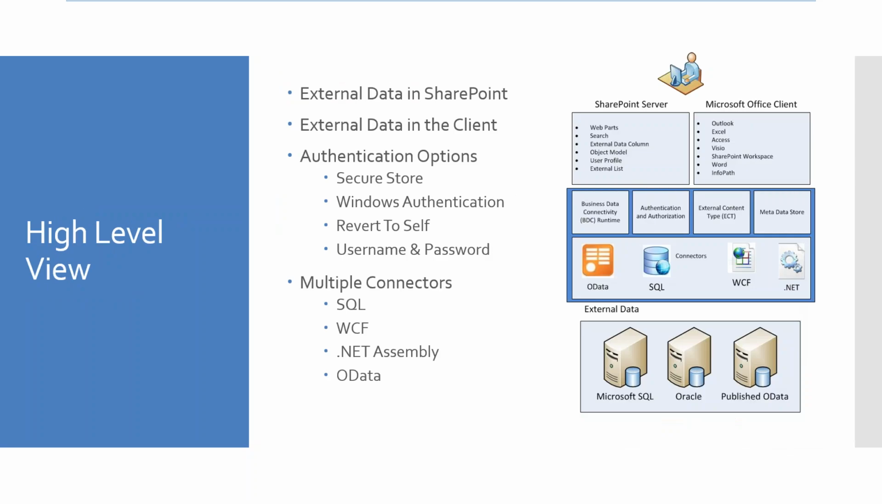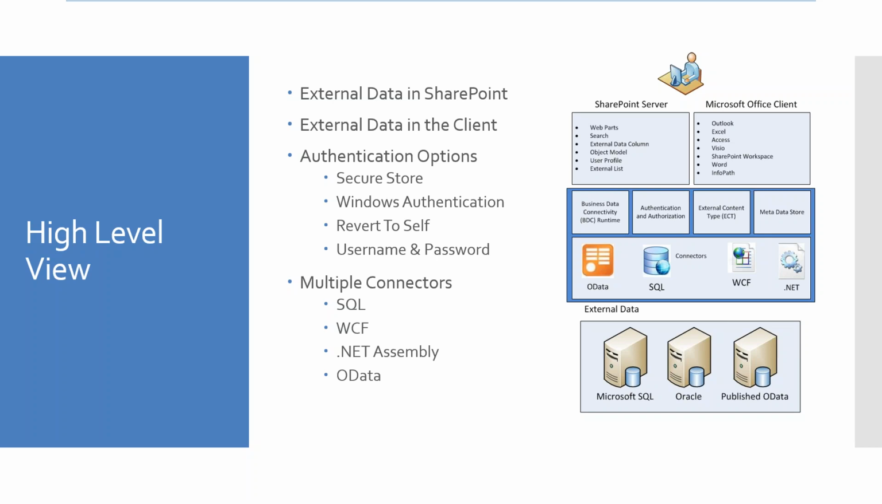Okay, so what basically makes all of this happen? We've got a high-level view of Business Connectivity Services on the page here. If we just concentrate on the diagram, you'll notice that we've split between SharePoint Server and Microsoft Office Client. On the SharePoint Server, we've got all those components that we mentioned. So web parts giving us a read-only view of the data, the search capability, the external data column. There's also an API, the object model, that allows us to build custom solutions that use the data, and user profile imports as well, and finally the external list.